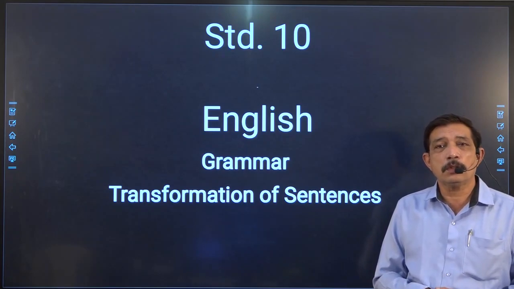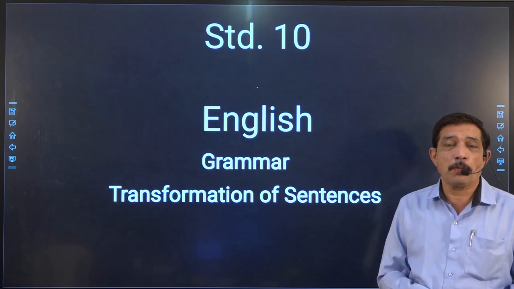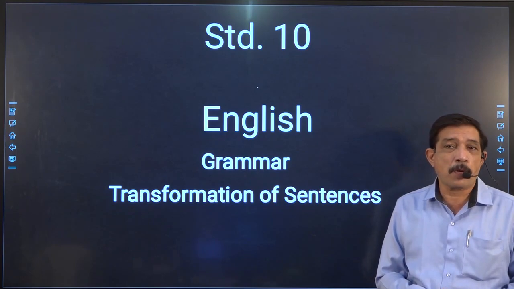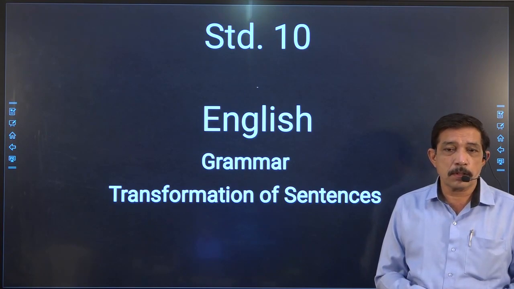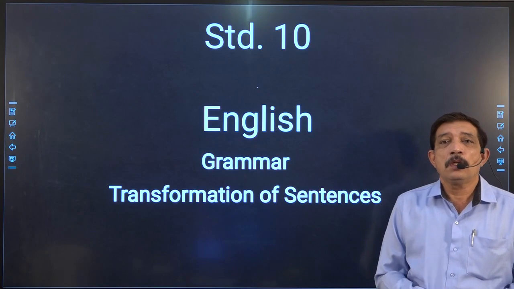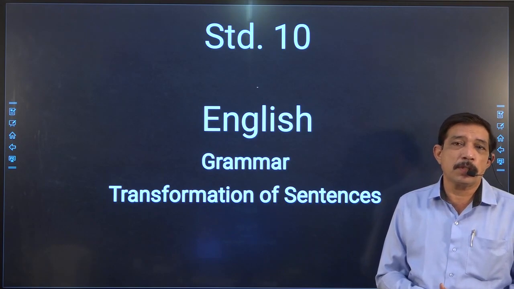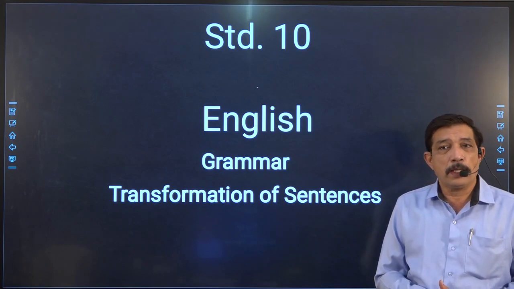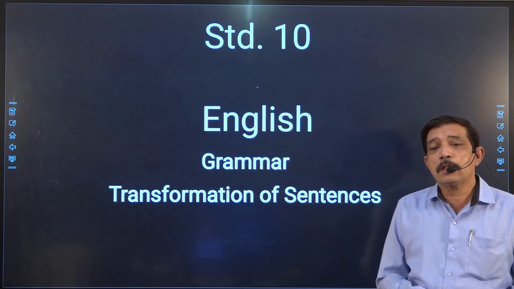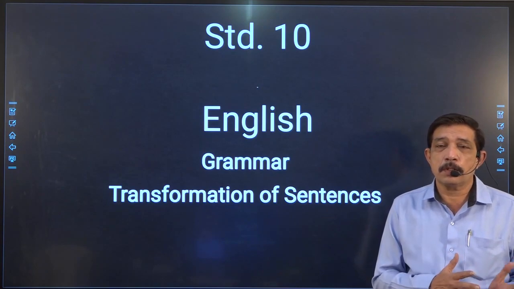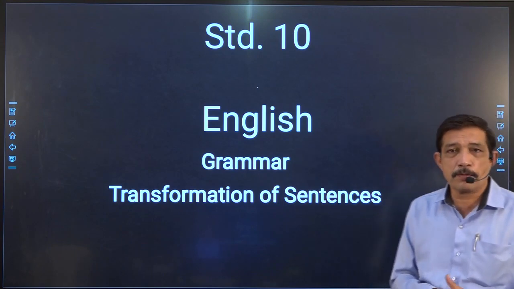Students, we have started with the revision work, especially the grammar part, where lots of students were demanding a revision of the grammar parts that are going to be asked in the board paper. So we started with the transformation of sentences, in which we learned two topics. First, assertive to exclamatory and exclamatory to assertive sentence. The next thing we learned is assertive sentence to interrogative sentence. Now, we have learned these two topics in transformation of sentences.